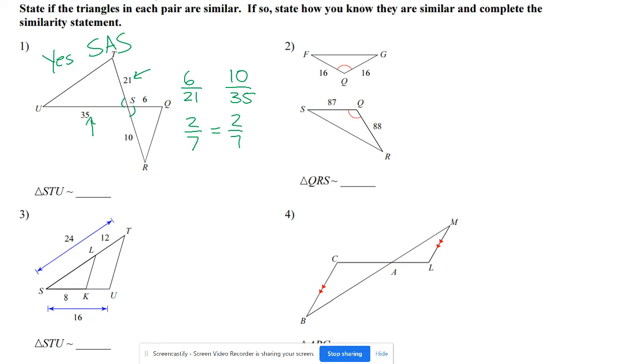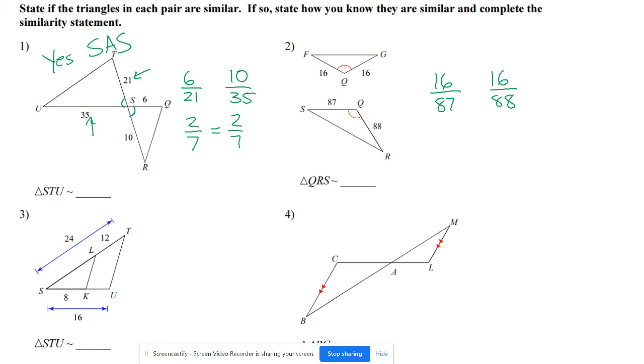Number 2, kind of a similar setup. We have congruent angles, and we have two sides on either side of those angles that are marked. So we just have to see if they're going to be proportional. And if you line these up, what's going to happen here is you're going to have 16 over 87, and you're going to have 16 over 88. And if you want to cross multiply or change that to a decimal, you can.